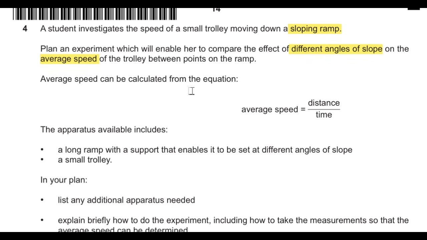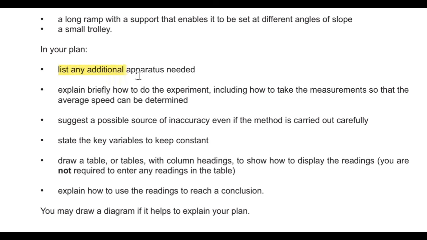Average speed can be calculated by this equation. Speed is equal to distance over time. The apparatus available is a long ramp with a support that enables it to be set at different angles and the small trolley. In your plan, list any additional apparatus that you need.